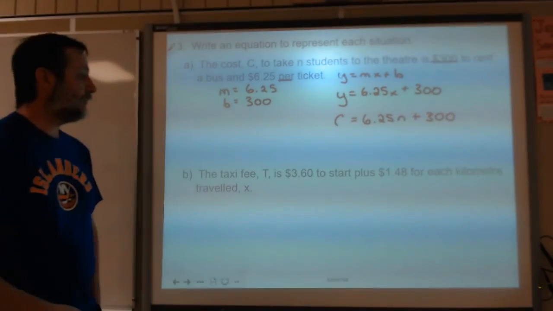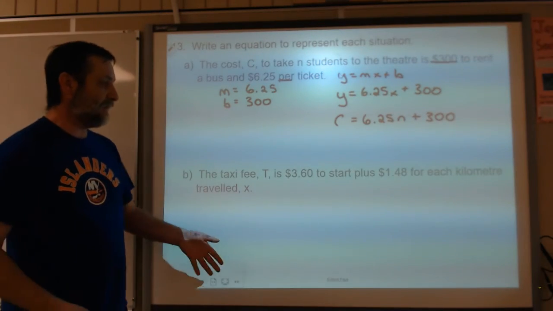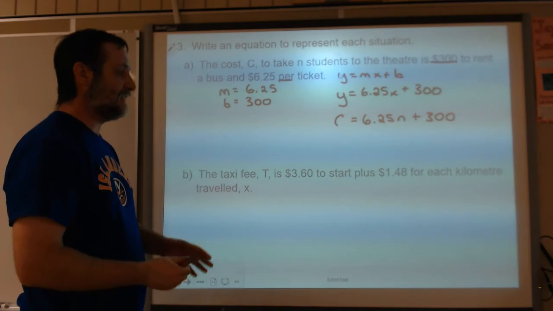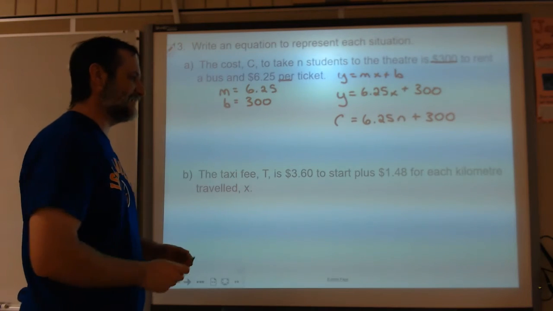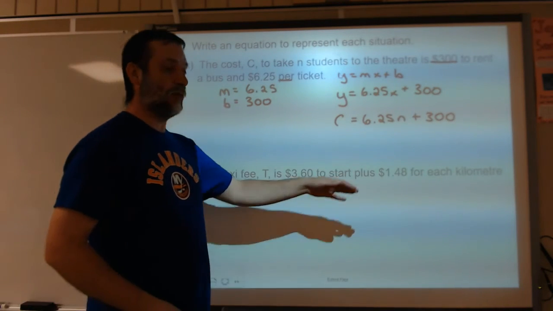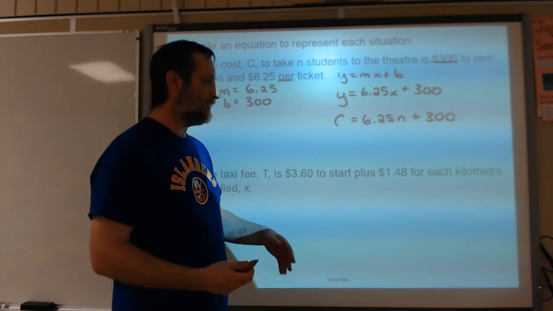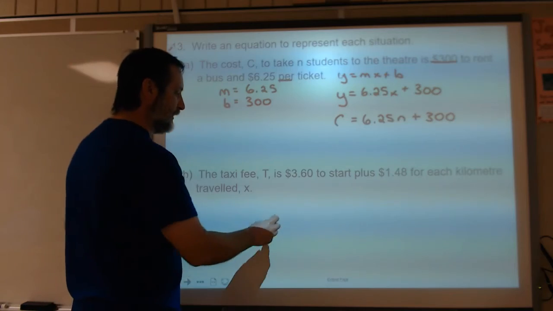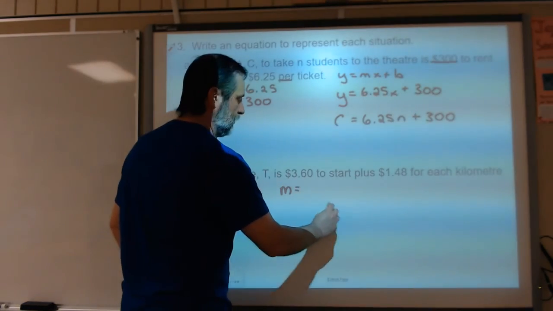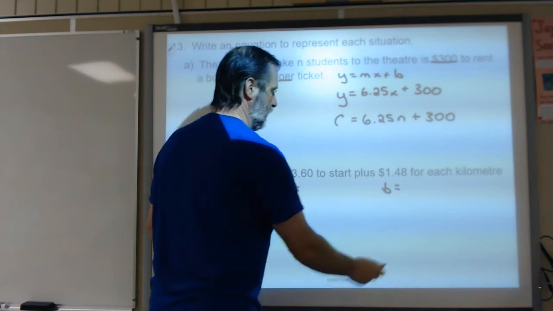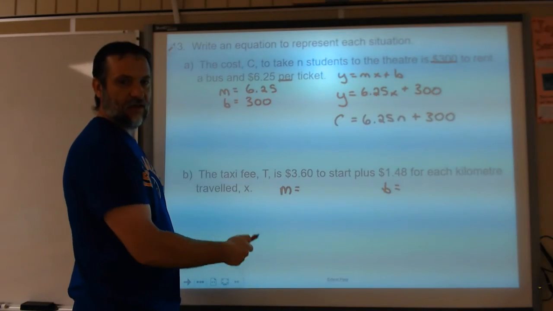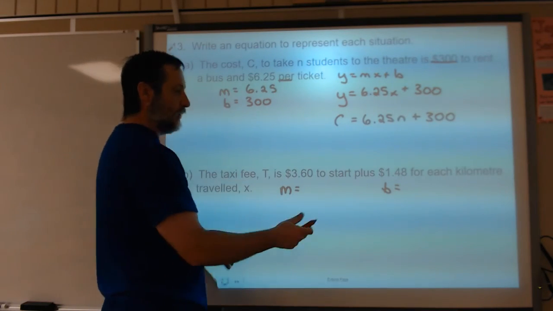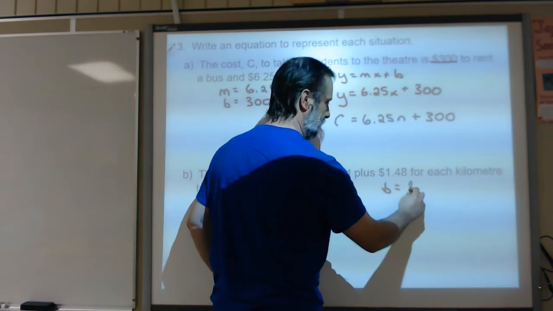So let's go to 13b. The taxi fee T is $3.60 to start, plus, see, it even says to start, that helps us out, plus $1.48 for each. That sounds like a rate for each kilometer traveled, which they're calling X. So again, we need an M value, we need a B value. They said $3.60 to start, and I said our y-intercept is our starting point, so they really gave that to us.